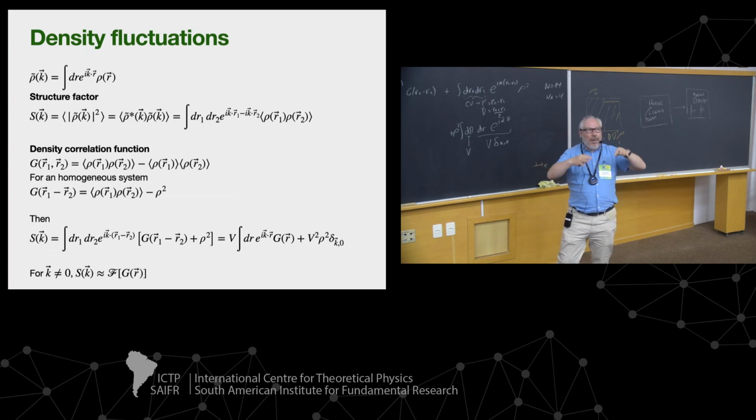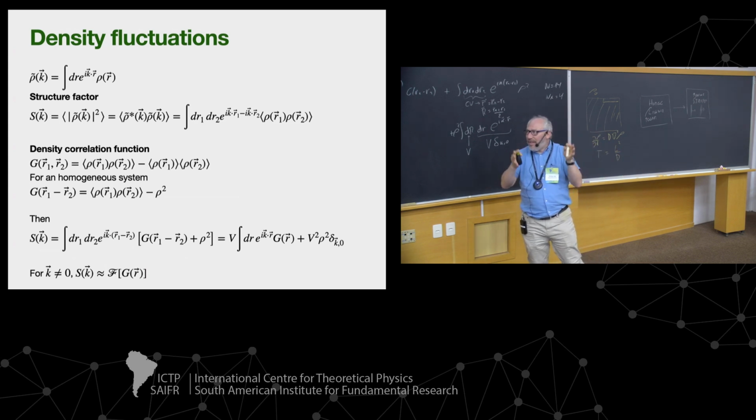So it's the same information. What is the amplitude of the fluctuations of the different wavelengths is the same information as how the density fluctuations are correlated. That is, if a bump is created here, how is the density nearby? Is it also high, is it opposite, etc.?